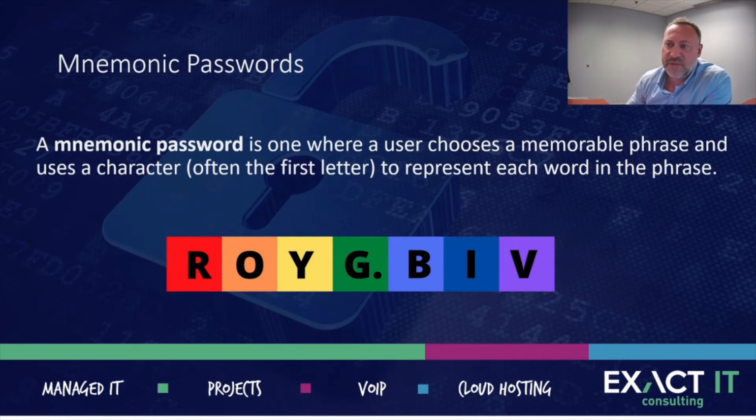Those were all examples of what are called mnemonic passwords. A mnemonic password is one where a user chooses a memorable phrase and uses a character, often the first letter, to represent each word in the phrase. Now, if you think back to your grade school days, you might have been tasked with memorizing the colors of the visible light spectrum: red, orange, yellow, green, blue, indigo, and violet. And for that, we use the name Roy G. Biv, which is basically a mnemonic phrase to help remember that in order, right? That's the key.